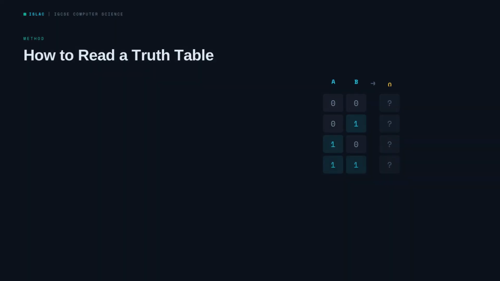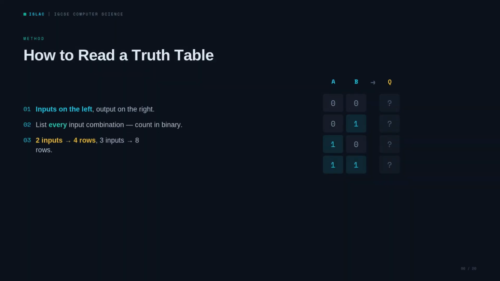A truth table lists every possible combination of inputs and the output each produces. Inputs go on the left, output on the right. With 2 inputs there are 4 combinations. With 3, 8. Always complete every row. Examiners love a missing one.